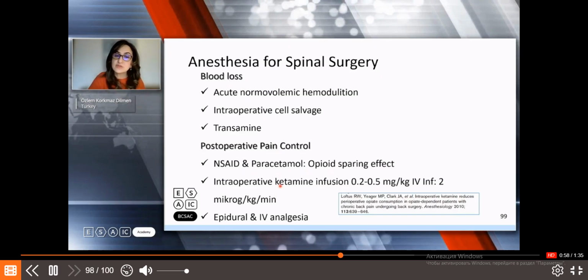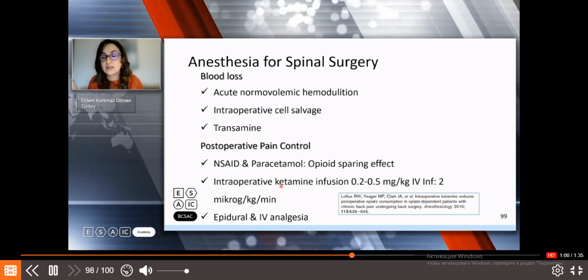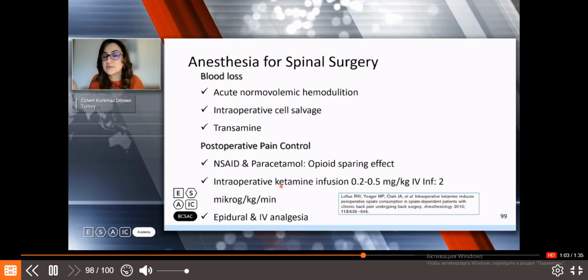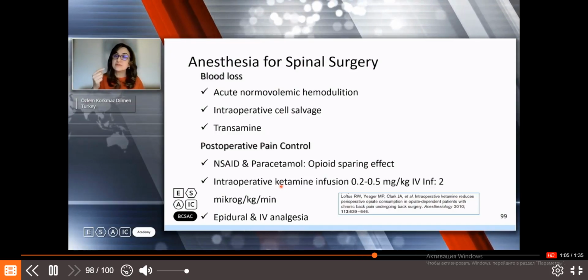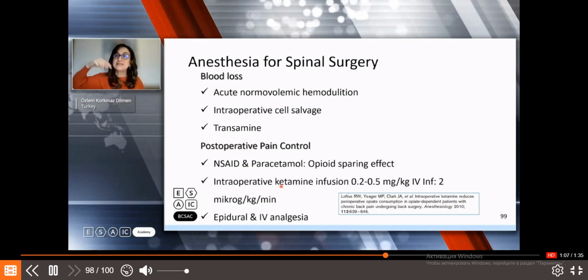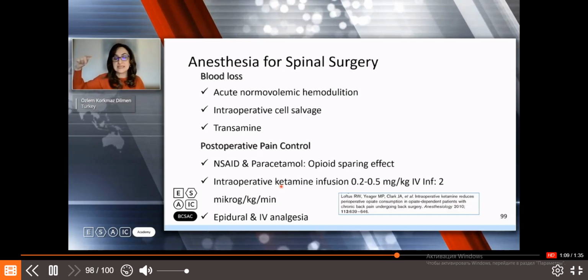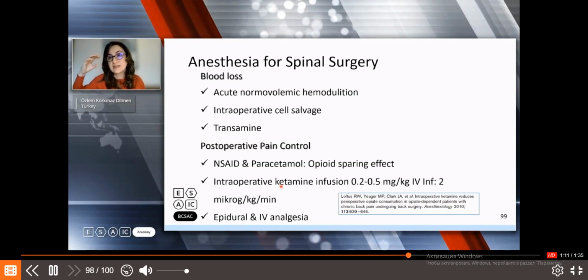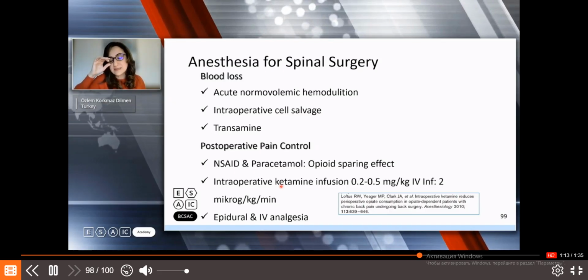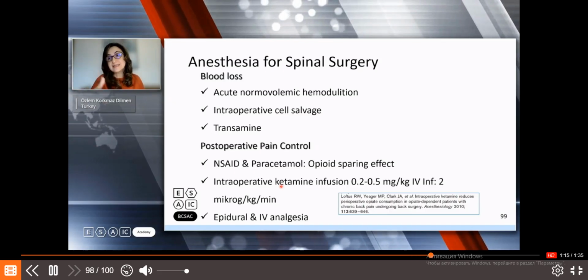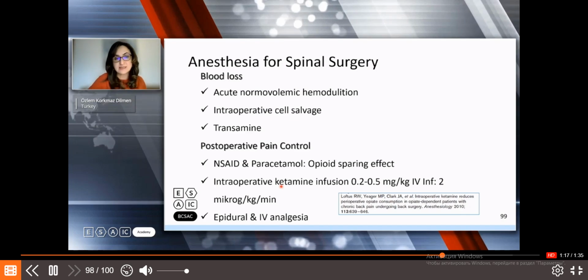Intraoperative ketamine infusion can reduce the risk of postoperative chronic pain, but we also know that ketamine can cause beta bursts on the processed EEG. If you are using density spectral array monitoring, ketamine may interfere with your results.